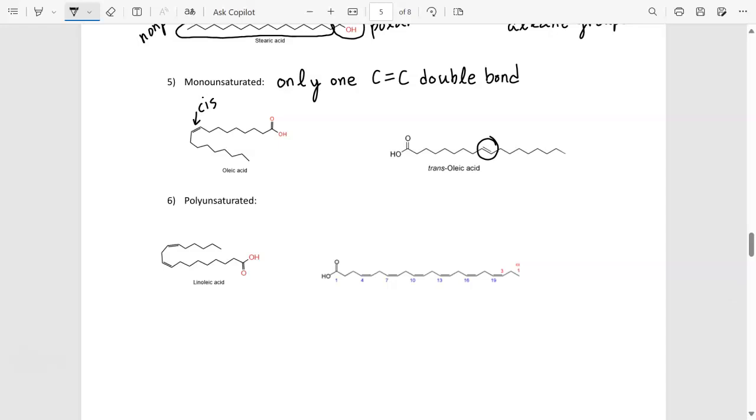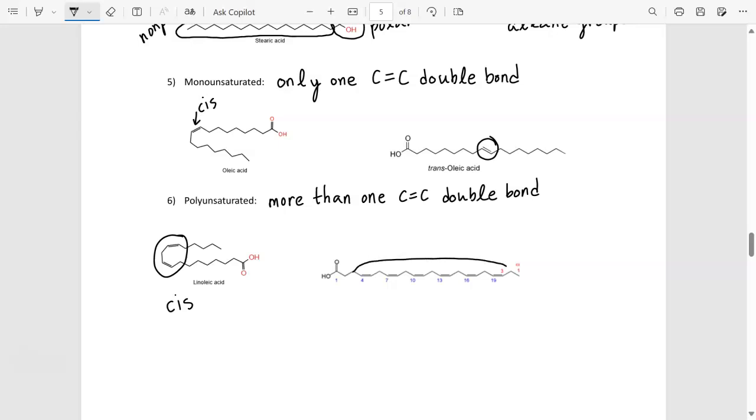And then the last type we have is polyunsaturated. So that's, of course, more than one carbon-carbon double bond. And again, those can be in a cis orientation, which is what we have here. Those are your cis isomers, or you could have an example like this. They are still technically looking like cis, but they just have it strung out differently. Okay, but if you count more than one carbon-carbon double bond, those are polyunsaturated.